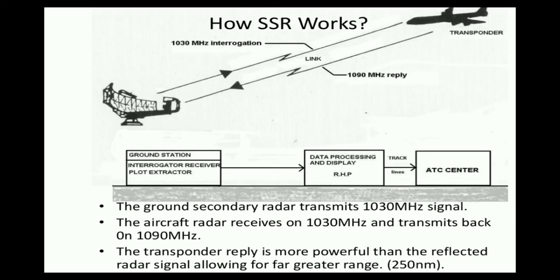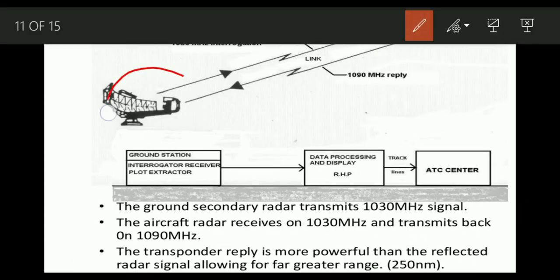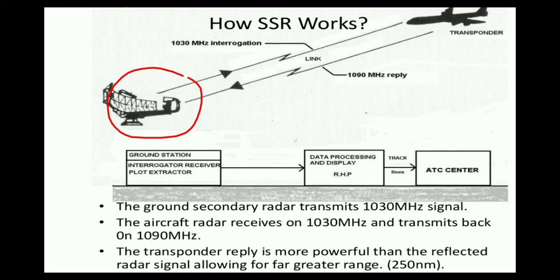So this is how it works. This is the antenna, and you can see the transponder above. The ground secondary radar transmits 1030 megahertz of interrogation, and it is received by the transponder, and it reflects back with some information. The aircraft receives 1030 megahertz and transmits back 1090 megahertz.